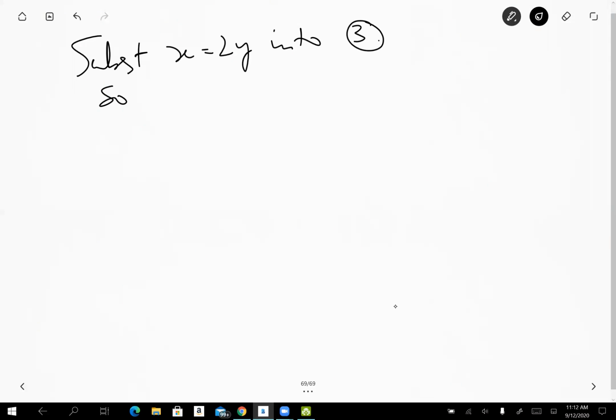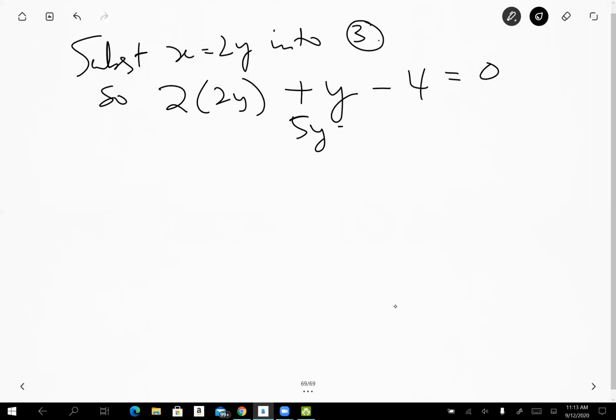So what you have now is 2 multiplied by 2y plus y minus 4 equals 0. Now everything is in y. So you get 5y equals 4, y equals 4 over 5. Right? Y equals 4 over 5.